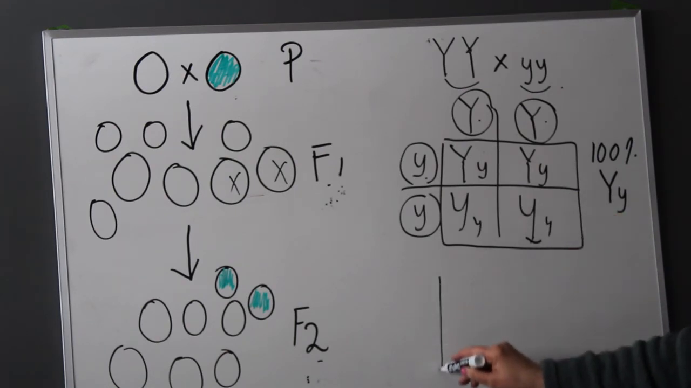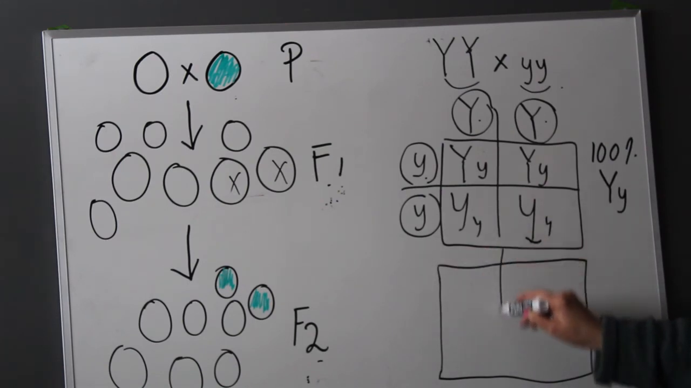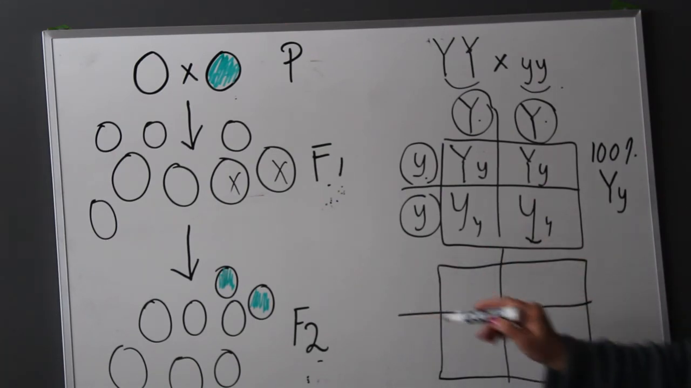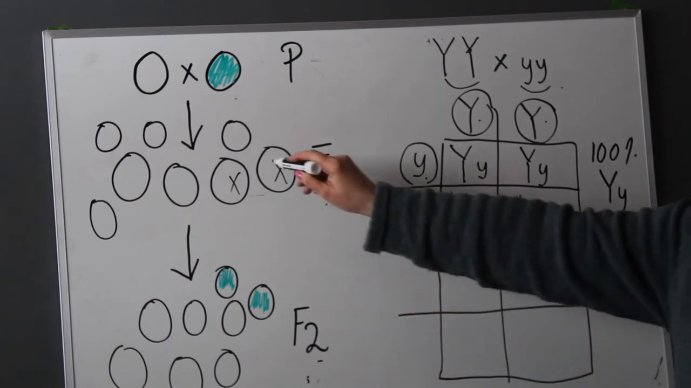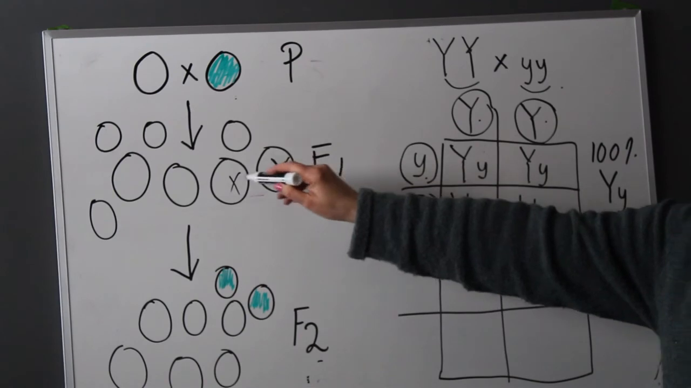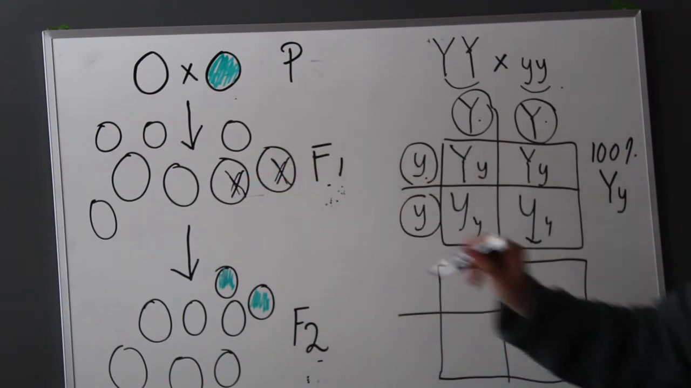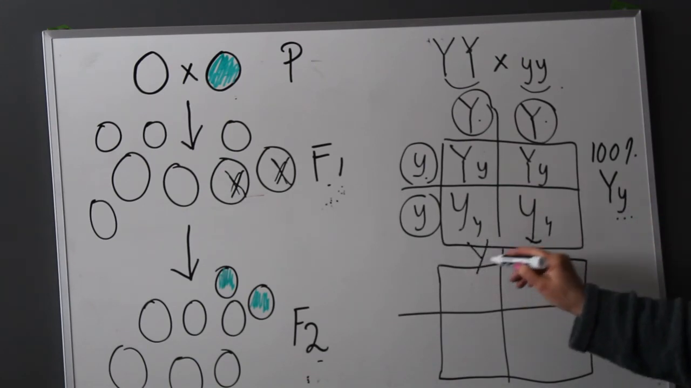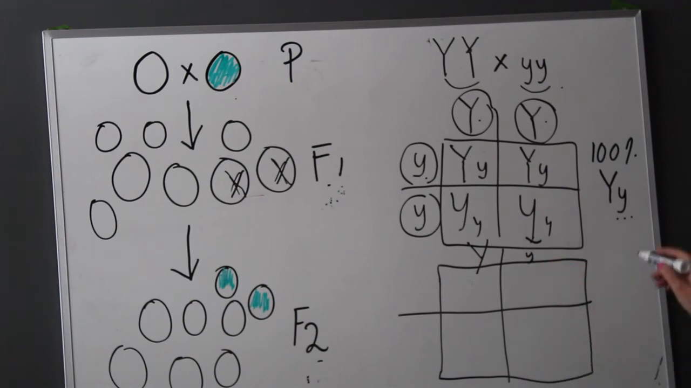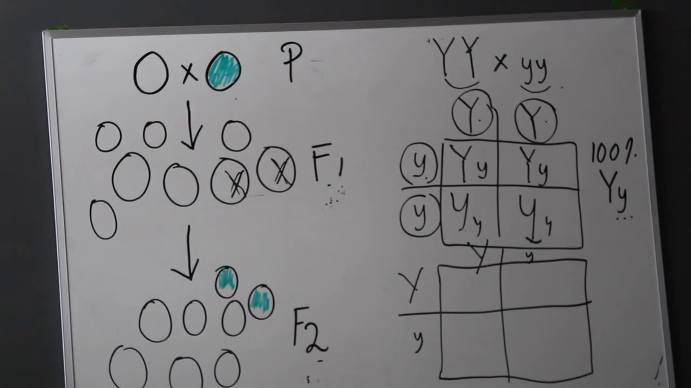So let's do another Punnett square here. And let's look at what happened in the F2 generation. Mendel took two of these pea plants and they had this genotype, so big Y, little y, and two of them, and he crossbred them. And that's what he was doing here.